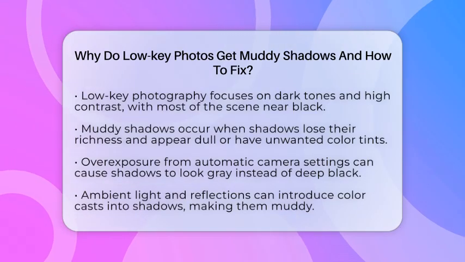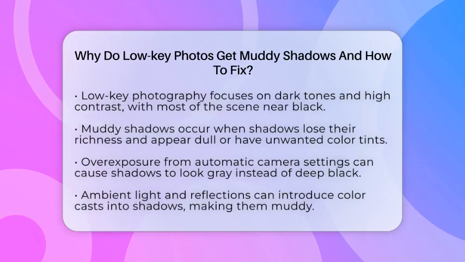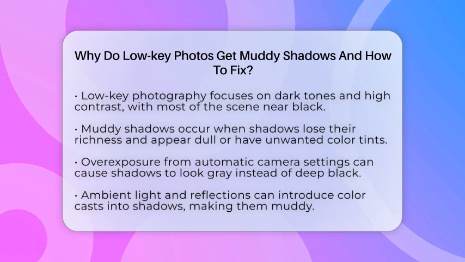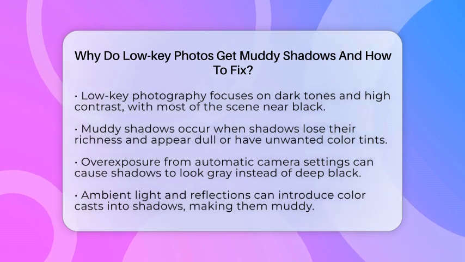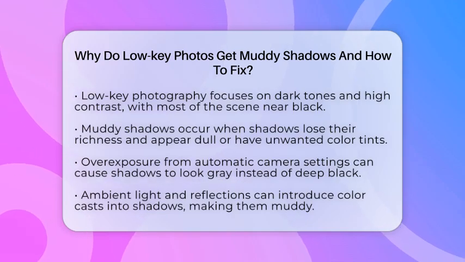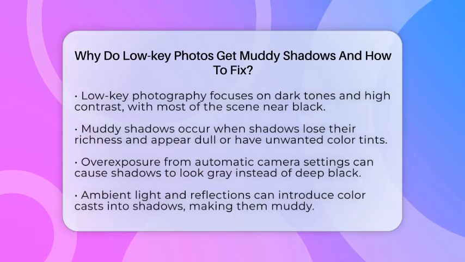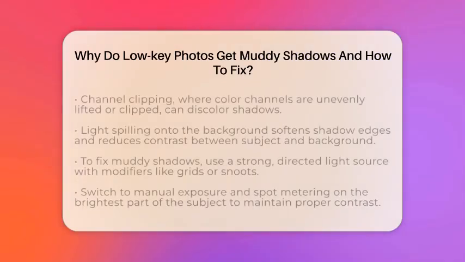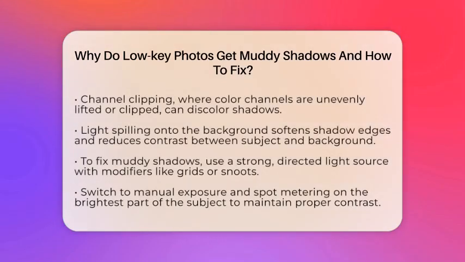Low-key photography is all about dark tones and high contrast, with most of the background near black and the subject lit selectively. When shadows turn muddy, it means they lose their richness and look flat or have unwanted color tints. This often happens because of how the light interacts with the scene and camera settings. If your shadows are not dark enough or your highlights are too subdued, the contrast gets washed out. Using automatic camera settings can also cause overexposure in shadow areas, making them appear less deep and more gray.